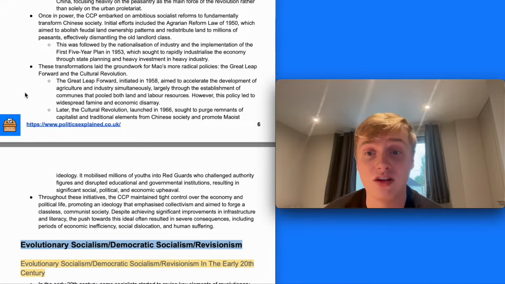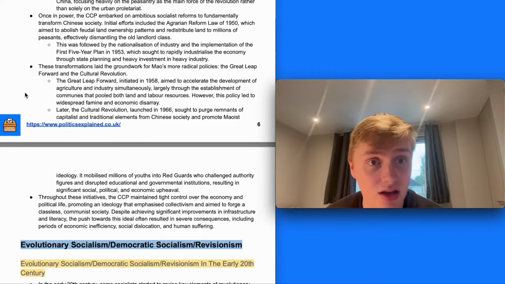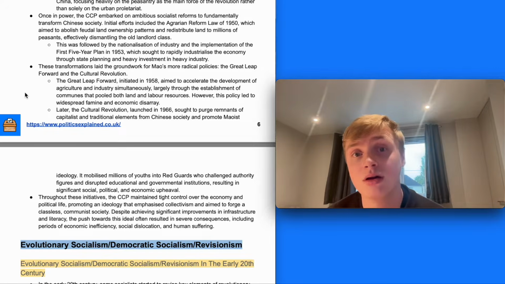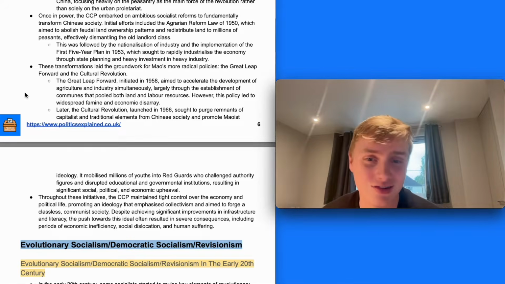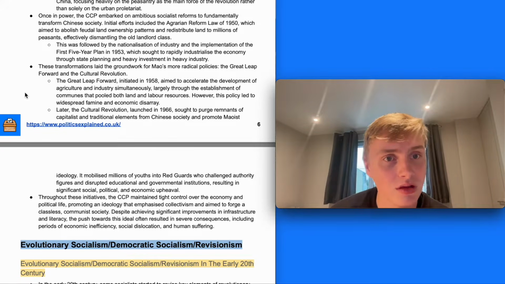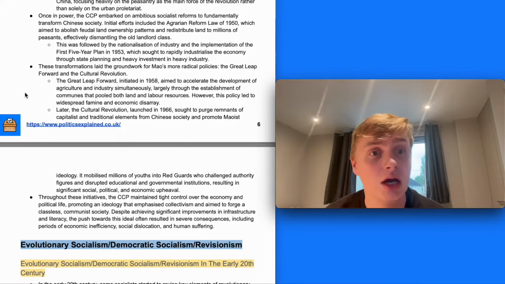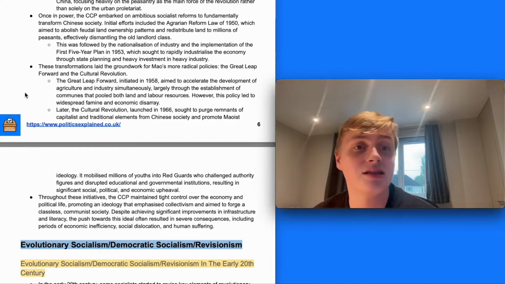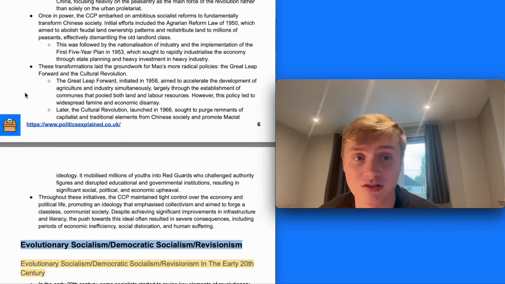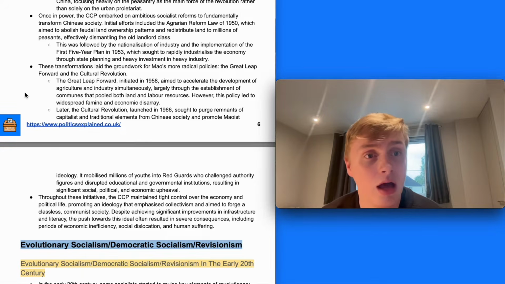They sought to fundamentally transform Chinese society. So the Agrarian Reform Law of 1950 aimed to abolish feudal land ownership and redistribute land to millions of peasants. So it's effectively complete ownership, workers' control, I suppose, as peasantry at the time, but also collectivization of land. Also nationalisation of industry with the first 5-year plan of 1953. And they laid the groundwork for Mao's more radical policies, the Great Leap Forward and the Cultural Revolution.